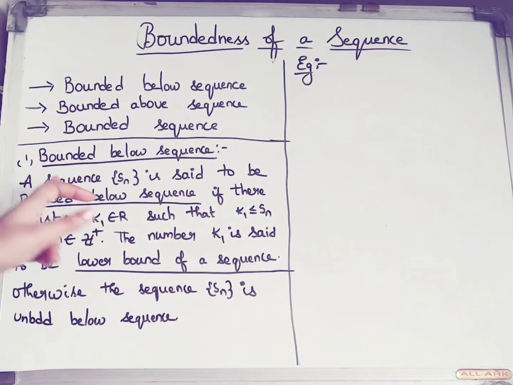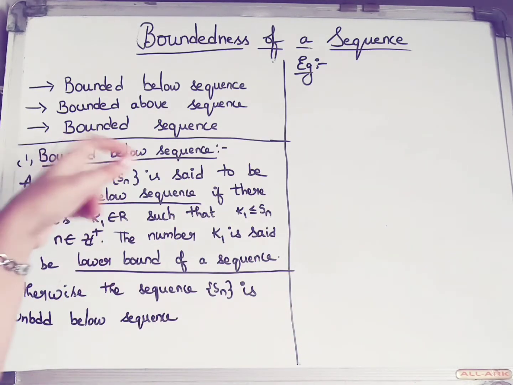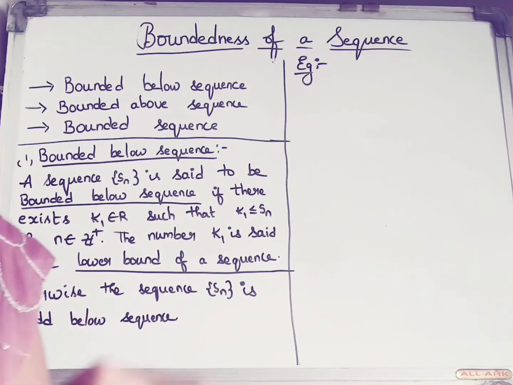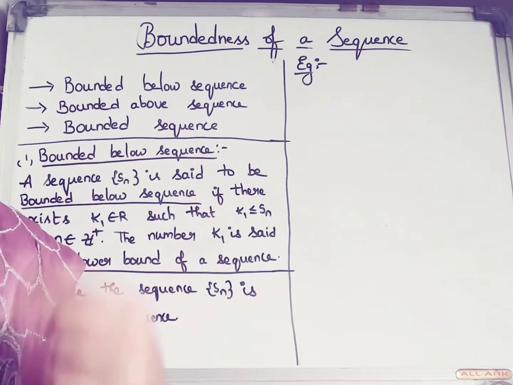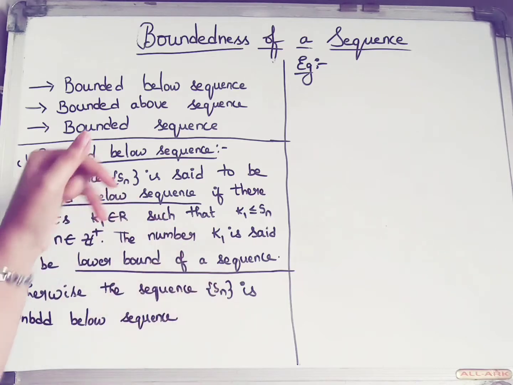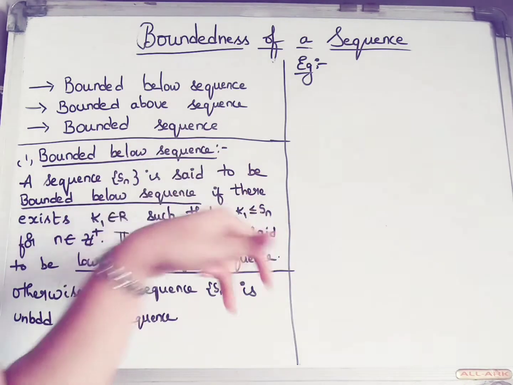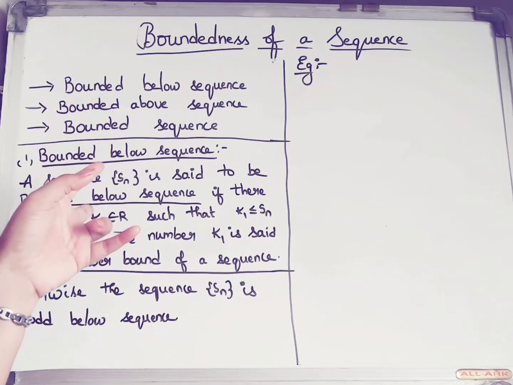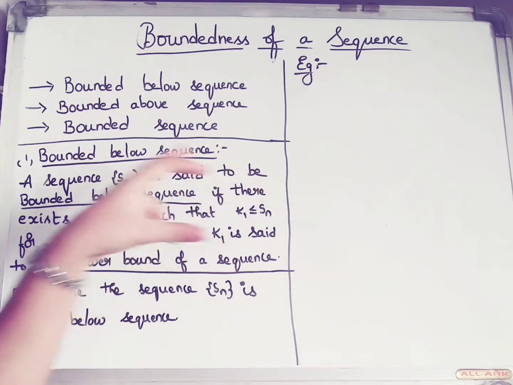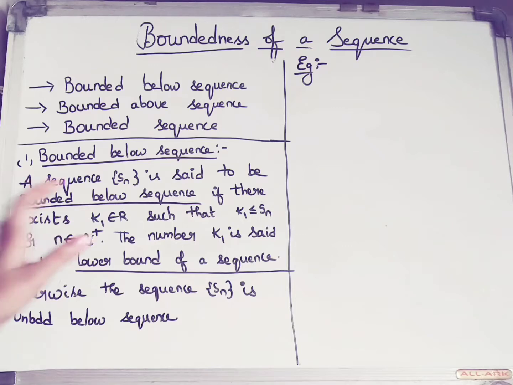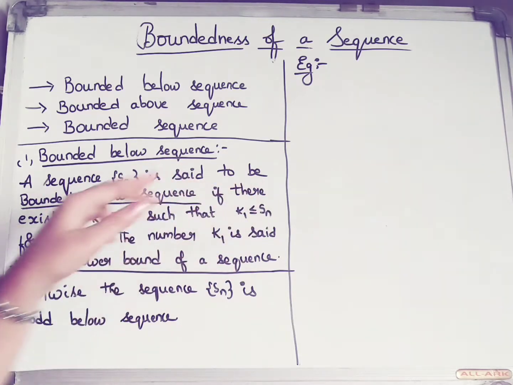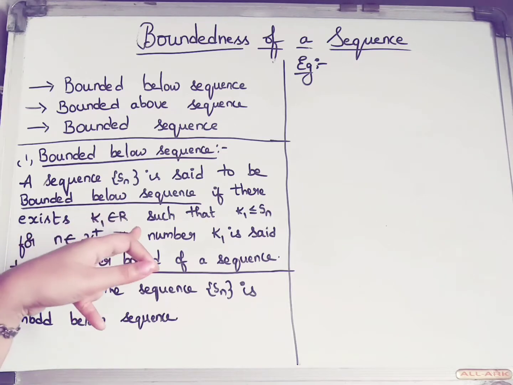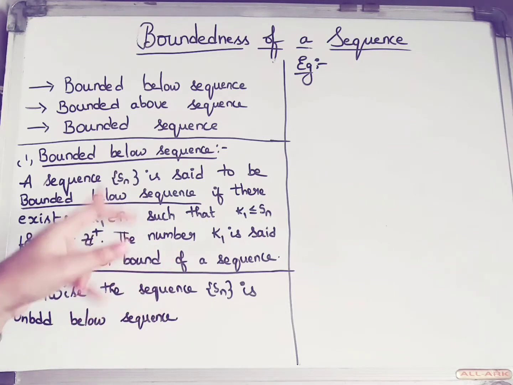First, I am explaining here bounded below sequence. For this we need to consider one sequence first. A sequence Sn is said to be bounded below sequence, if it satisfies some condition. What is that condition? If there exists any real number, I took here k1 belongs to R. So k1 is my real number.